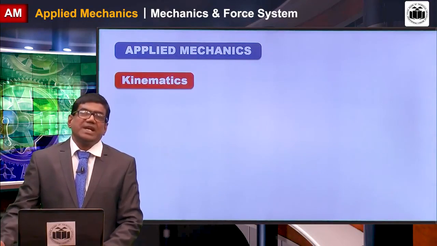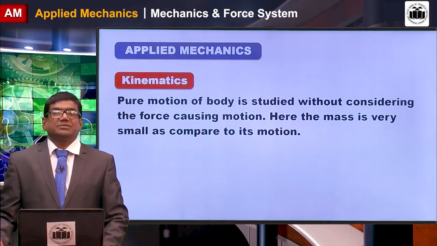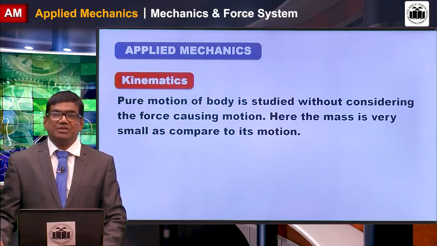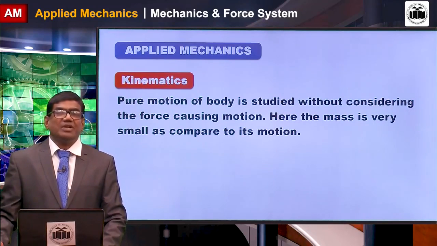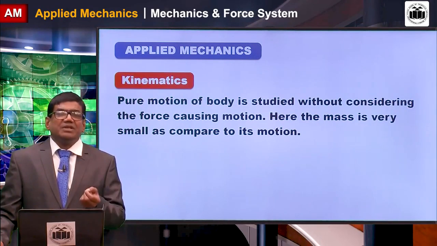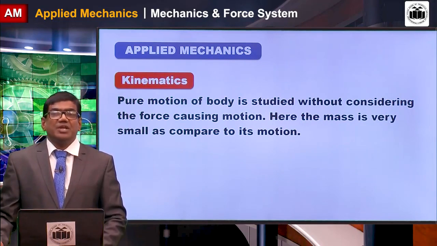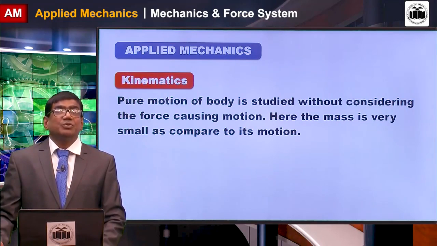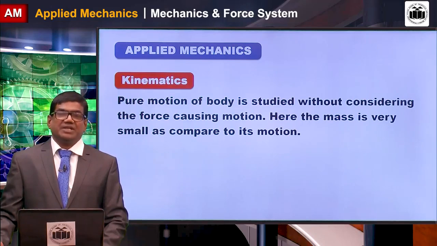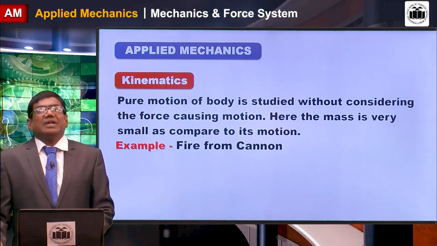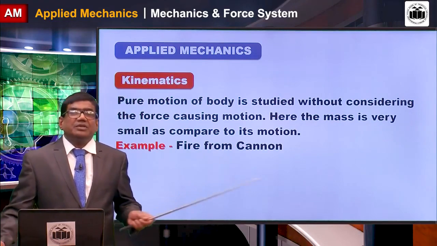The next sub-branch of dynamics is kinematics. Pure motion of a body is studied without considering the force causing motion. Here the mass is very small as compared to its motion. The mass is negligible, 10 to 15 gram, but the velocity at that time is tremendous, 500 meter per second. So you may neglect the mass and only study the pure motion, that is kinematics. Example, fire from a cannon. Now let us see the example with graphics.